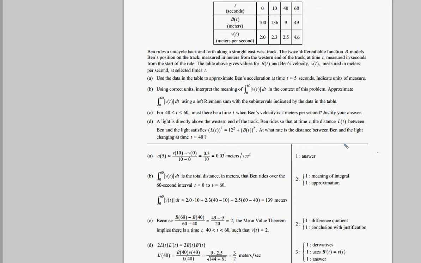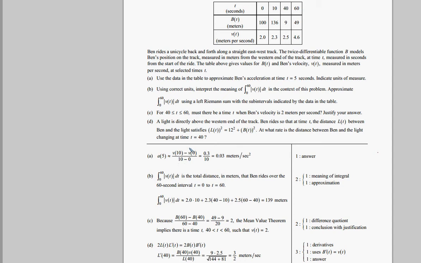Let's talk about question 5 here. Part A says use the data in the table to approximate Ben's acceleration, and you have data in the table that refers to actual position and also actual velocity. So if we were to approximate acceleration, we would most definitely want to take the derivative of the velocity, which would be v of 10 minus v of 0 all over 10 minus 0.